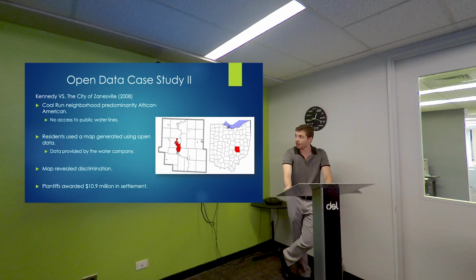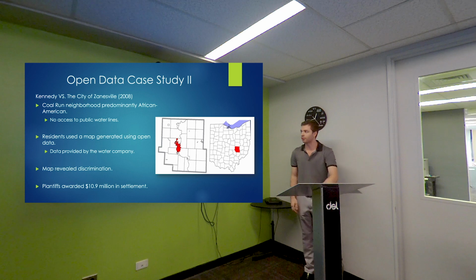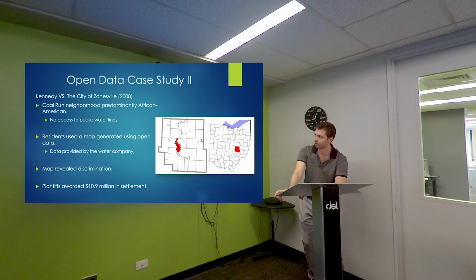I've got another more complicated case study for the positive benefits, and this comes from the court case Kennedy versus the City of Zanesville, Ohio, which occurred in 2008. Here we see Zanesville on the map, and Coal Run was a neighborhood of Zanesville. It is currently a neighborhood of Zanesville that did not have access to public water lines. In 2008, that's a pretty big deal in the United States. It also happened to be that this neighborhood was populated by predominantly African-American residents.